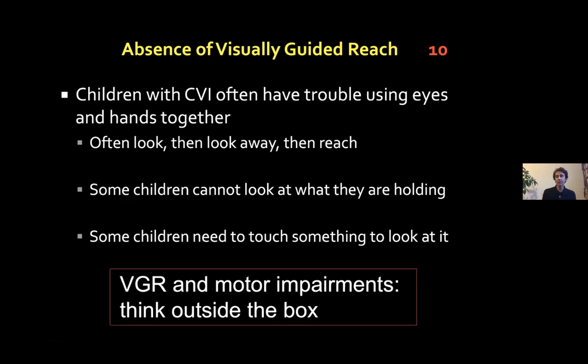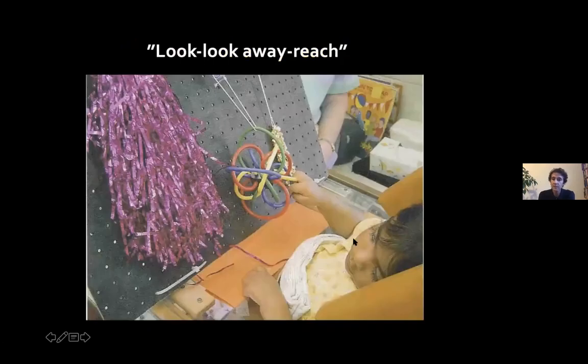It's all about, can the child look and do or experience with another sense at the same time? Can they look and listen at the same time? Can they look and touch at the same time? Can they look and have someone else touching them at the same time, like with hand under hand support? Can the child explore something while looking? And that's the same thing, I think, as visually guided reach for those kids who don't have the motoric skills to actually reach. So you see this kind of classic look away and reach.